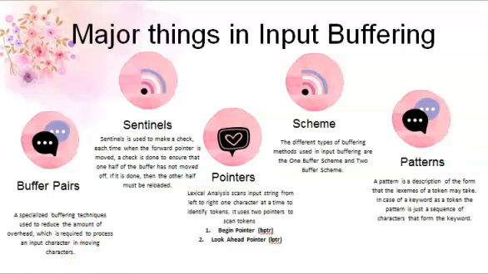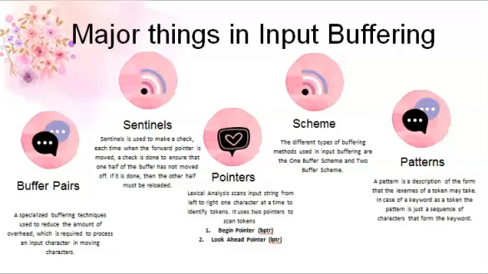Buffer pairs is a technique used to reduce the amount of overhead required to process an input character while moving characters. And sentinels are used to make a check each time the forward pointer is moved. A check is done to ensure that one half of the buffer has not moved off. If it has, then the other half must be reloaded. The pointers are of two types. They are used to read characters from left to right to identify a token. The pointers are the begin pointer and the look ahead pointer.